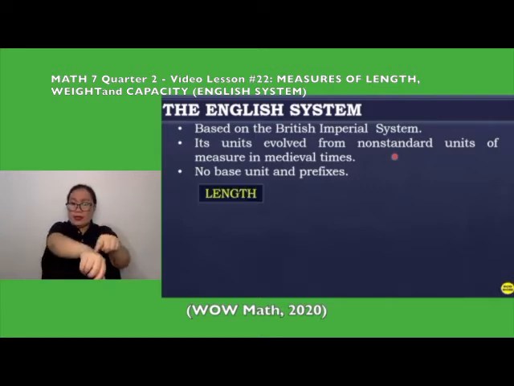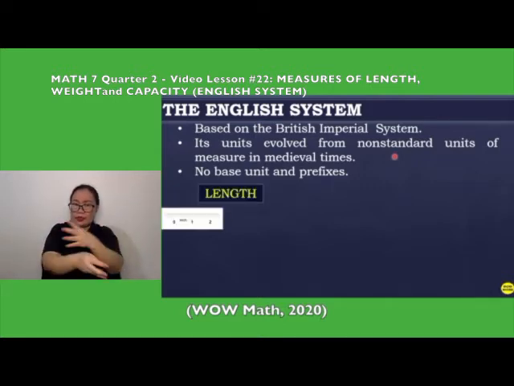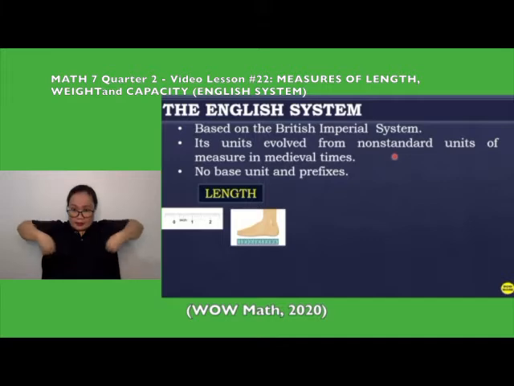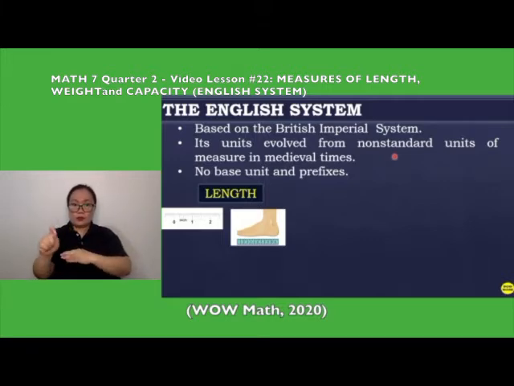So, sa length, kapag English system, dito papasok yung inch. Okay? Nakikita natin yan sa ruler, sa meter stick, at sa tape measure, yung inch. And then, we also have the foot. So, makikita natin yan sa meter stick. Yung one ruler actually is equivalent to 1 foot kasi that is equivalent to 12 inches. Okay? So, yung 12 inches, that is equivalent to 1 foot.